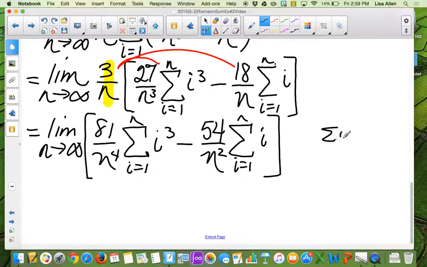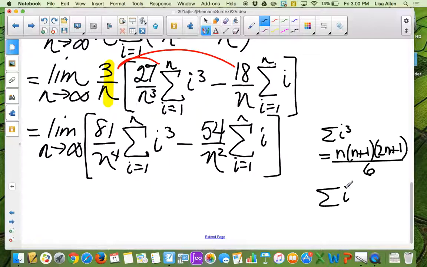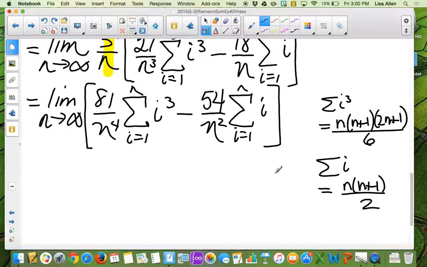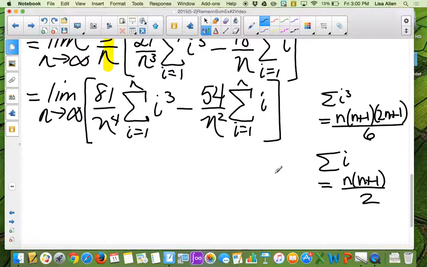The summation of i cubed is equal to n plus 1 times n times n plus 1. The summation of i squared is equal to n times n plus 1 times 2n plus 1 over 6. And then the summation of i, of course, is equal to n times n plus 1 over 2. We're able to substitute these. Remember, these are the limits, but the formula is if n is finite, you can just plug in as we practiced in class.